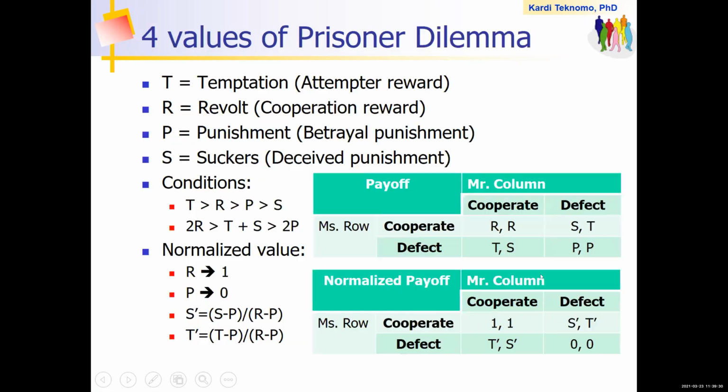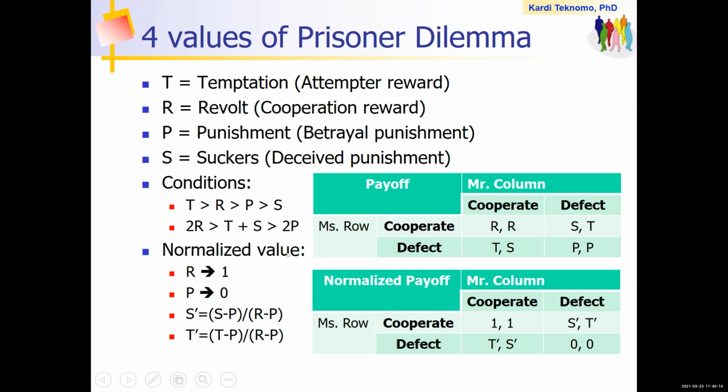Okay, so the general prisoner's dilemma game will have these four values, and these are the conditions. T represents temptation, R represents reward, P represents punishment, and S represents the sucker's payoff, meaning you cooperate while the other deceives, and you get punished. To make it a prisoner's dilemma, the values must satisfy the condition that T is larger than R, larger than P, larger than S.